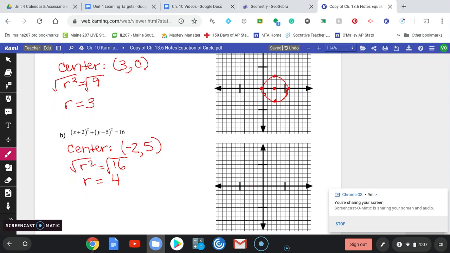So then to graph this, we go to the point (negative 2, 5). And then we go out in each direction from the center. So I go to the right 4, back to the center. I go up 4, back to the center. I go to the left 4, back to the center. I go down 4. Right, and now I connect them and try to make a circle. And that is how you graph a circle from an equation.